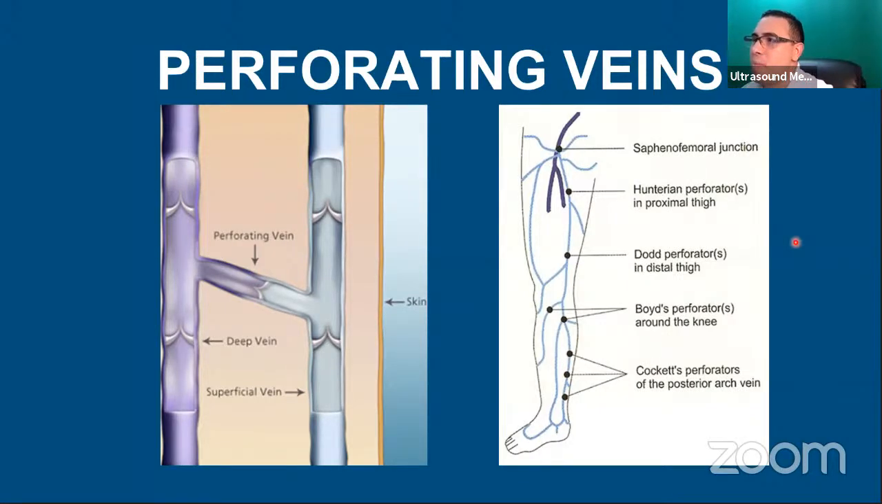So moving forward in here, those are the different types of perforators that we have. We have the Cockett perforators, close to the ankle right here. Then below the knee, we have the Boyd's perforators. Above the knee, we have the Dodd perforators. And then in the high thigh area, we have the Hunterian ones.